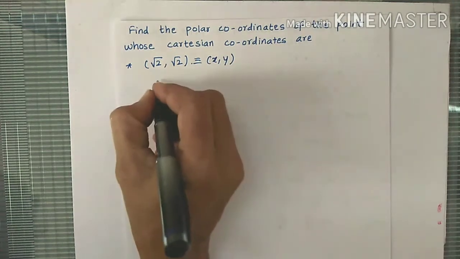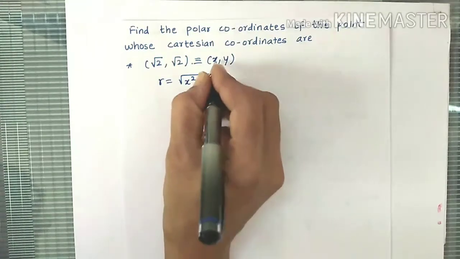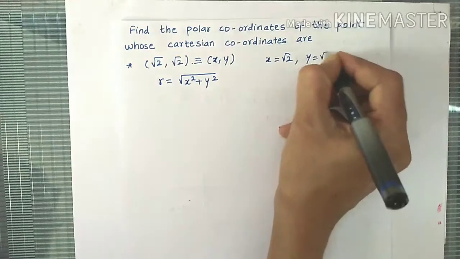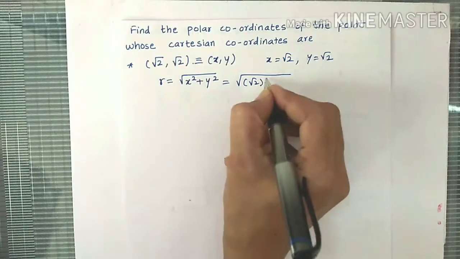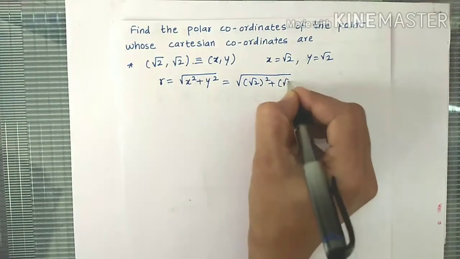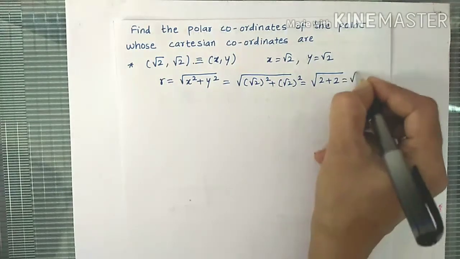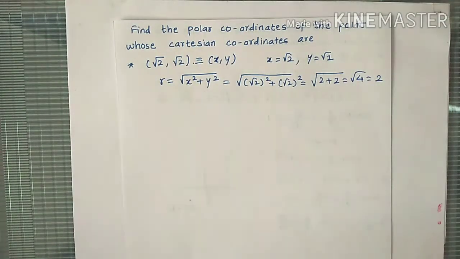That means we have to find r and theta. Okay. Now formula for r is root x square plus y square. Now value of x is root 2 and y is also root 2 here. So substituting the value, r is root of root 2 square plus root 2 square. That is root of 2 plus 2, root 4, equal to 2. R is positive as it is length OP. Therefore, take only positive square root. So now we have value of r as 2.